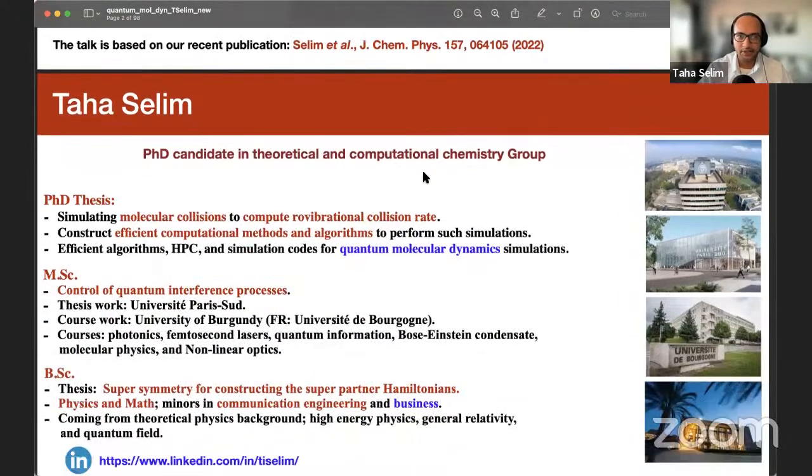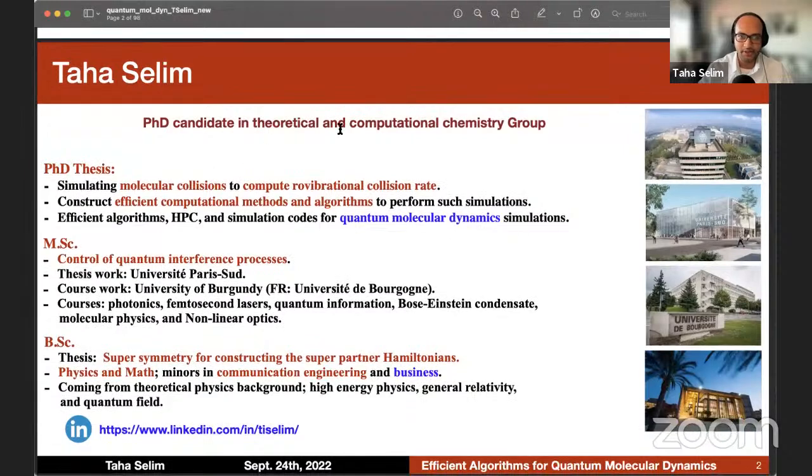I'm going to elaborate more on my background. I'm now doing a PhD in theoretical and computational chemistry. My PhD thesis is about simulating molecular collisions to compute rovibrational collision rates. This PhD project involves constructing efficient computational methods, because such simulations are computationally expensive and very time demanding. Such efficient methods would enable performing these complicated, computationally expensive simulations. The work also involves making codes for high performance computing and simulation codes to enable such simulations.